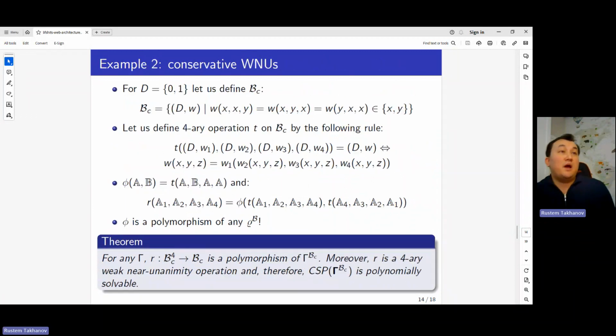And this is not the only example. There are other examples of the same kind. For example, on the Boolean domain, we can define all weak Maltsev unanimity operations as a set of algebras. And again, for that set of algebras, we can define this four-ary polymorphism. And this four-ary polymorphism will make any gamma superscript B tractable. It will be a polymorphism of any gamma superscript B, and it always will be tractable. So this is the basic idea of our construction. If B, the collection of algebras, is properly chosen, then gamma superscript B will be tractable for any, even NP-hard, gamma.